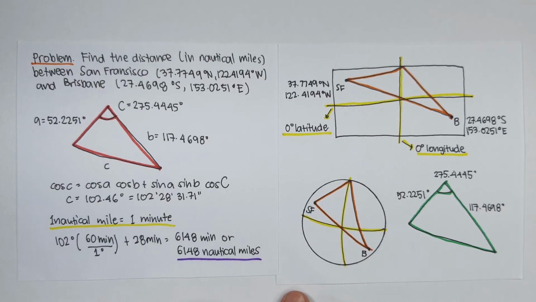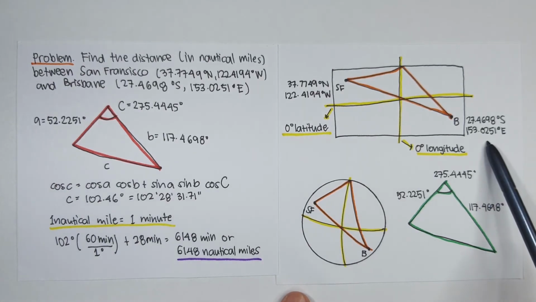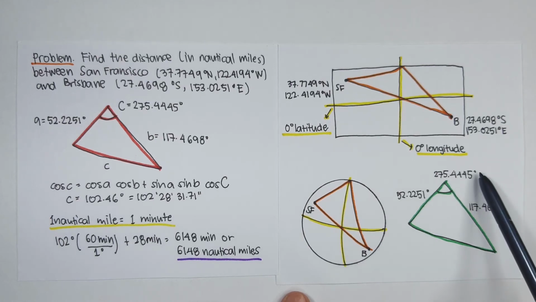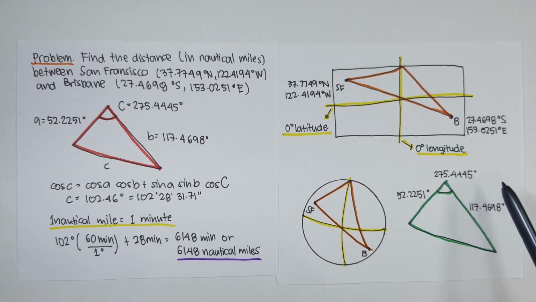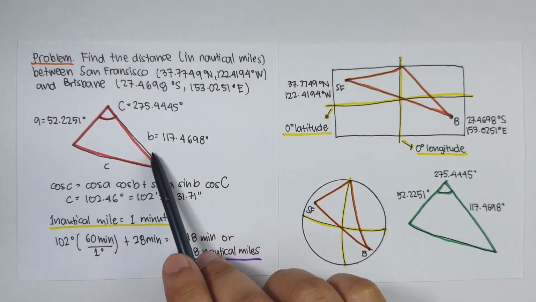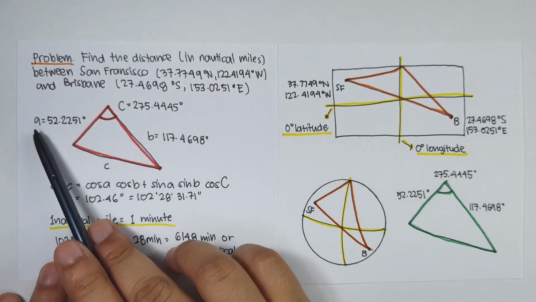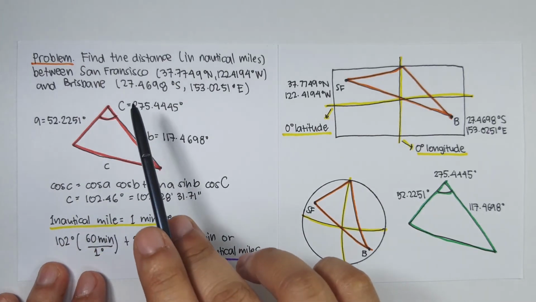And this angle here is equal to the sum of the two longitudes. So that is 122.4194 plus 153.0251. That is equal to 275.4445 degrees. So if this is our spherical triangle, let this be side A, side B, and angle C.